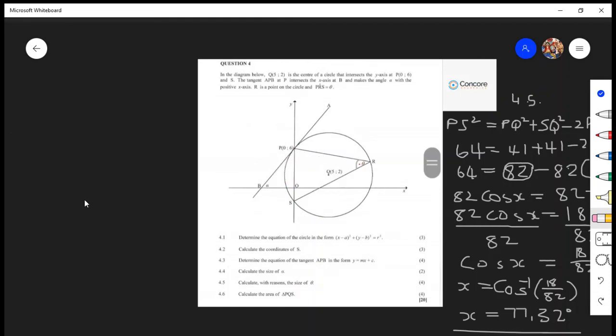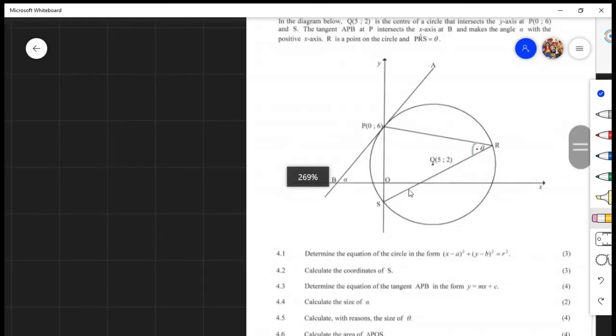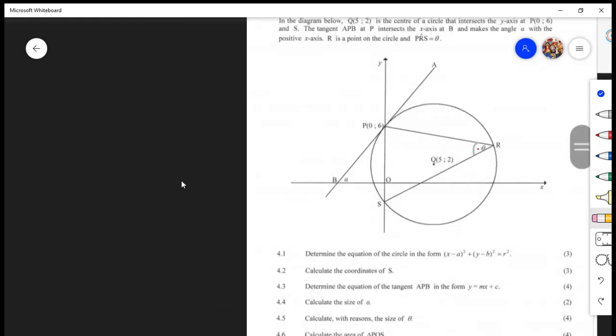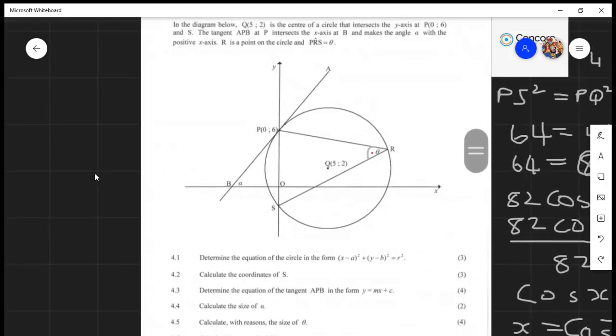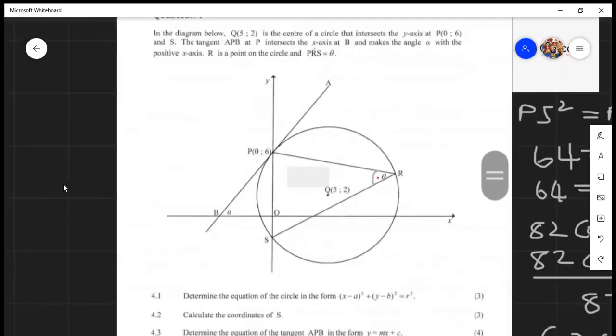Is everyone able to see the diagram properly? Excuse me? Oh yeah, that's what I'm doing now. So is everyone able to see the diagram clearly?